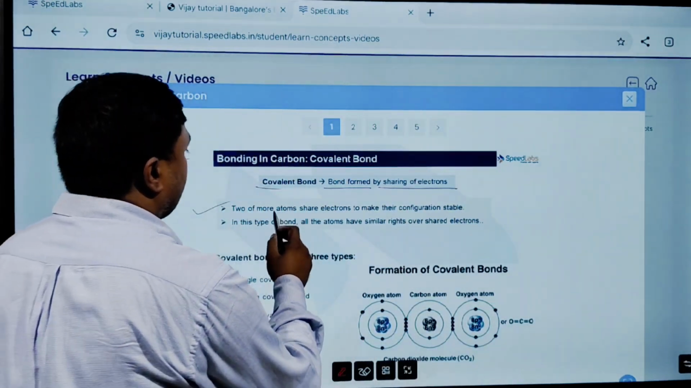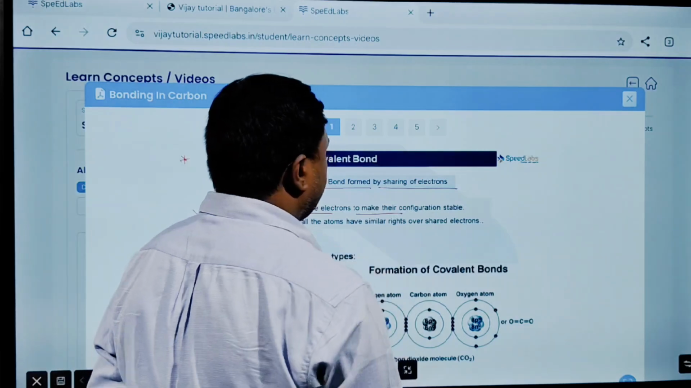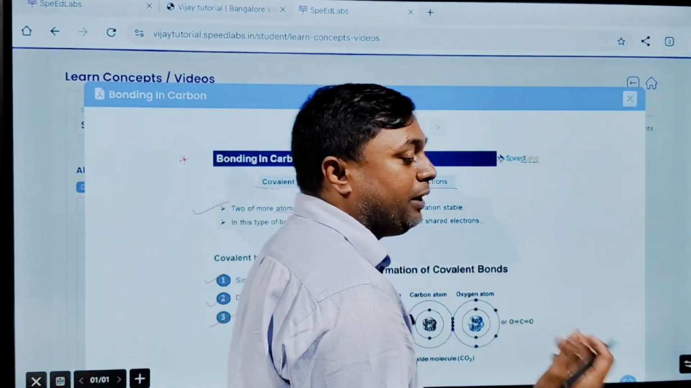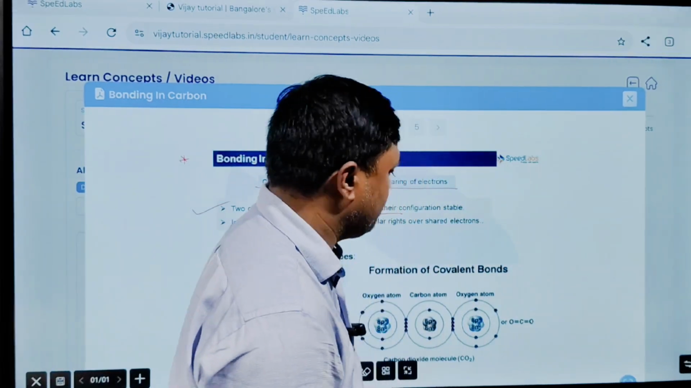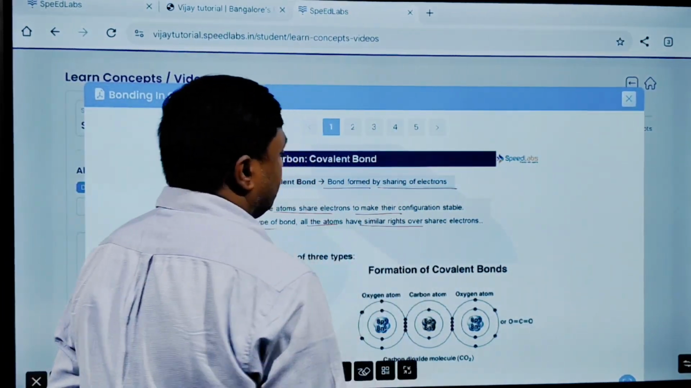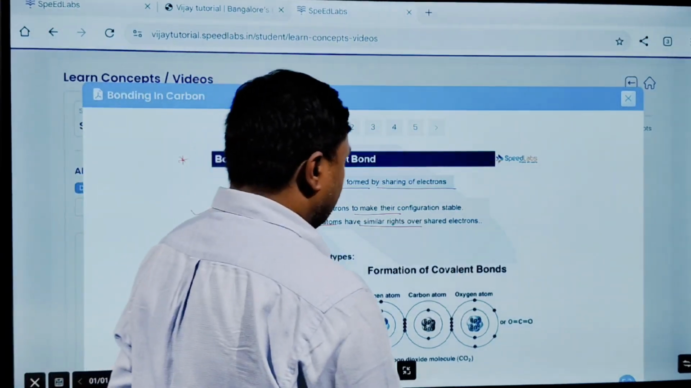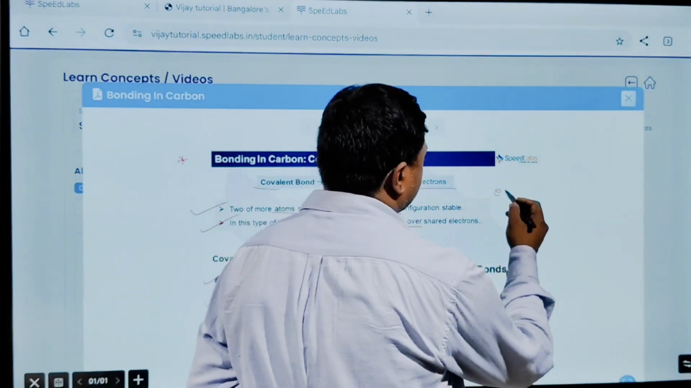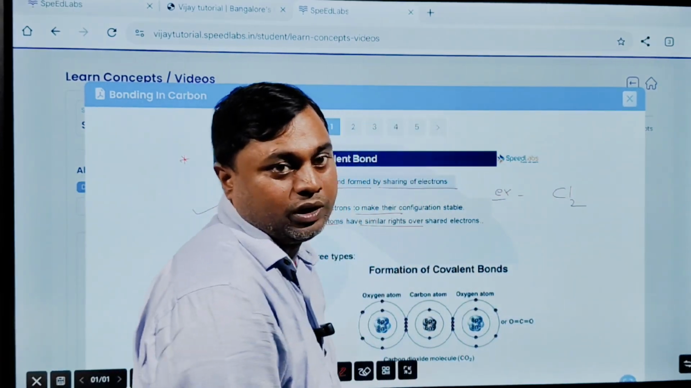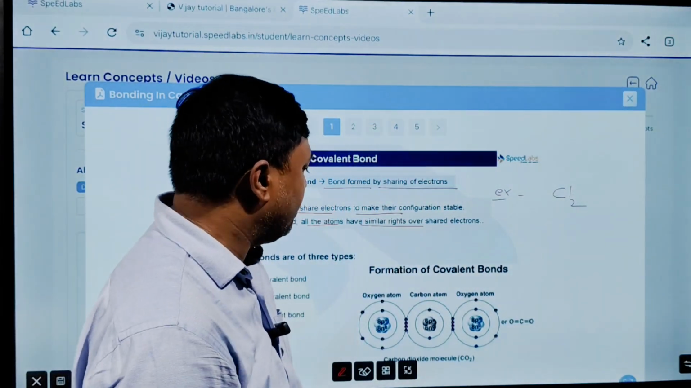Two or more atoms share electrons to make their configuration stable, either by the duplet rule or the octet rule. In this type of bond, all the atoms have similar rights over the shared electrons. Let's take an example: chlorine, Cl2, which is an example of a single covalent bond.